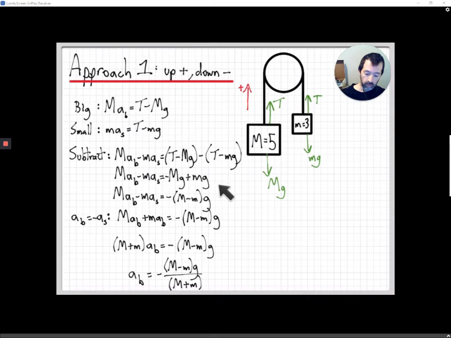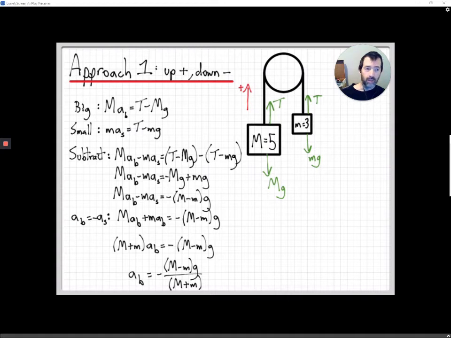What I did next was just a little bit of rearranging. I gathered up the g's here. And then I made this new statement. Acceleration big equals negative acceleration small. And what I mean there is, suppose that the big block ends up accelerating downward at like 2 meters per second squared. That means that the little block must be accelerating upward at 2 meters per second squared.